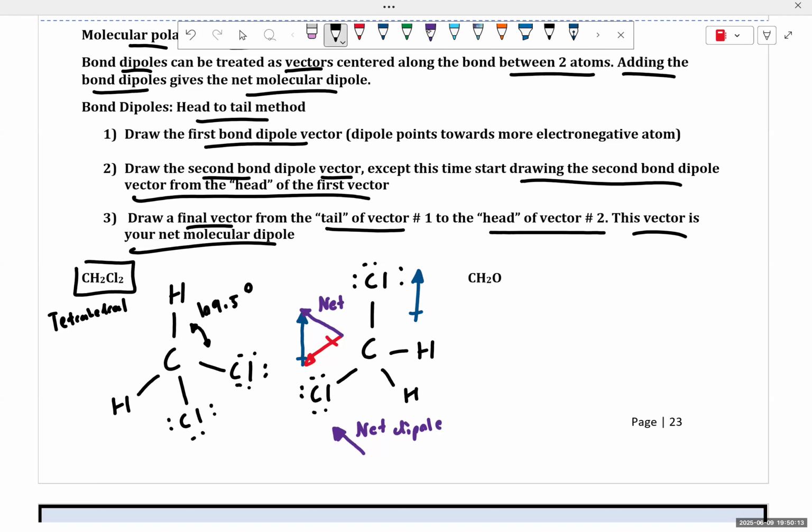So I'd like you now to try this second example with formaldehyde. You'll want to draw the Lewis structure, draw your bond dipoles, and then estimate your molecular dipole. Note, I didn't care too much about the carbon-hydrogen bonds because those bonds are functionally nonpolar. So I'd like you to pause the video at this time, work through this second example, and then we'll discuss momentarily.